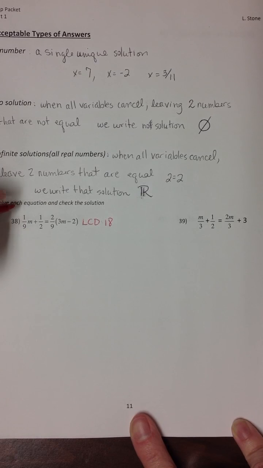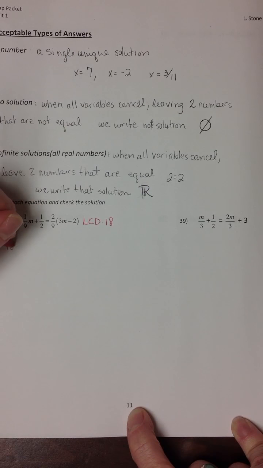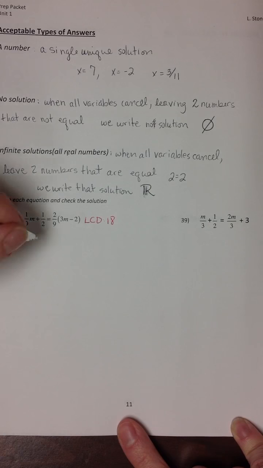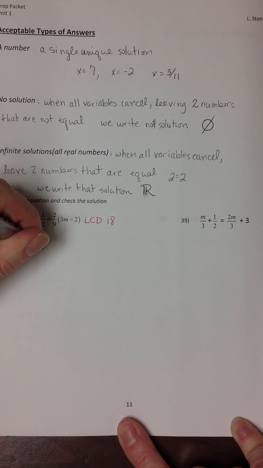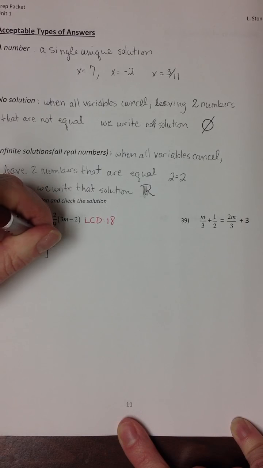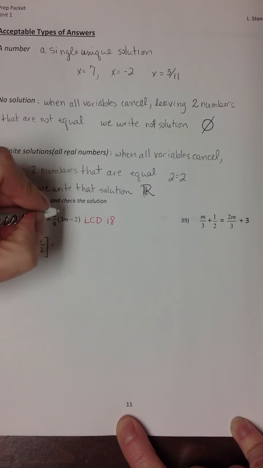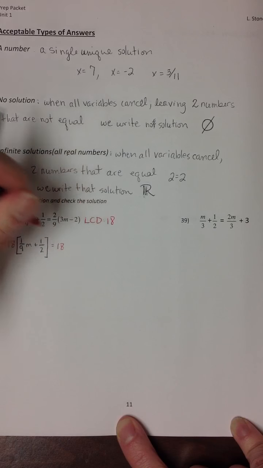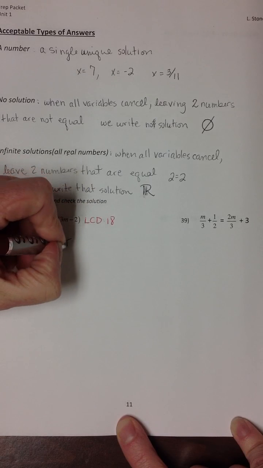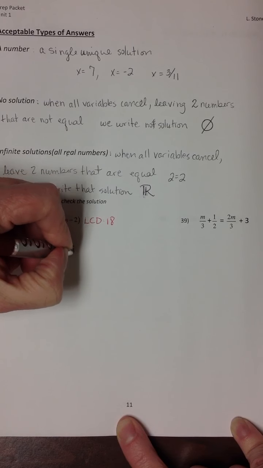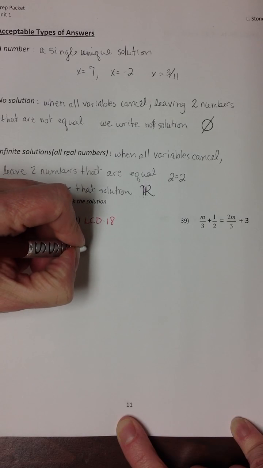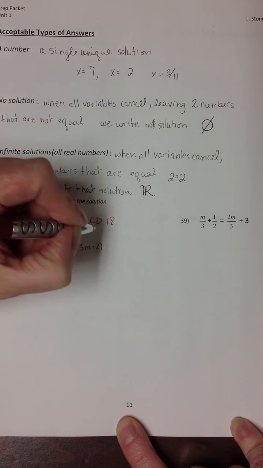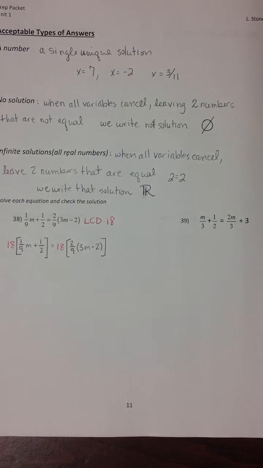So if I take this whole equation and multiply everything on the left side by 18, and I also multiply the right side of the equation by 18, my fractions will drop away and I won't have to work with them anymore. There is one little trick to this though.